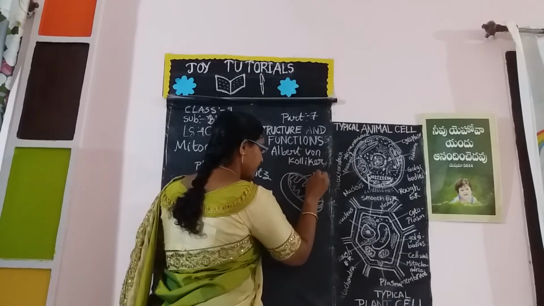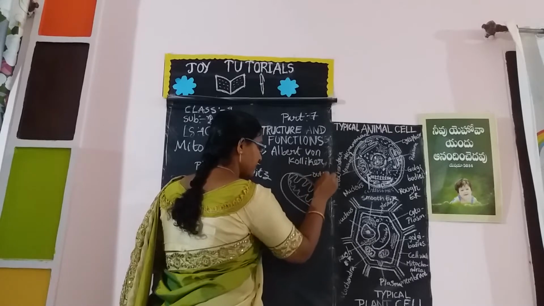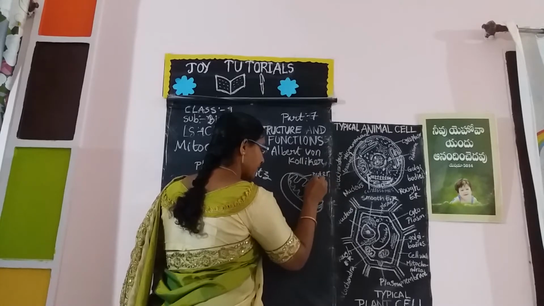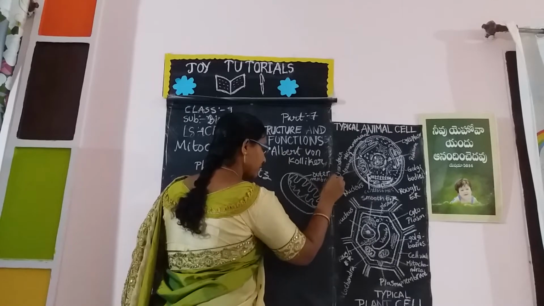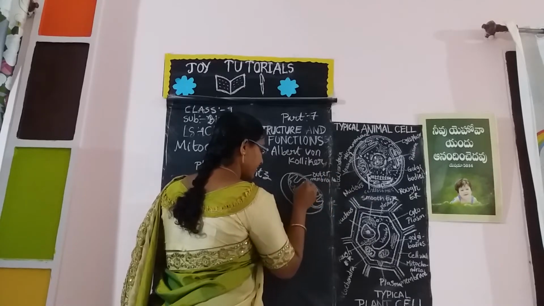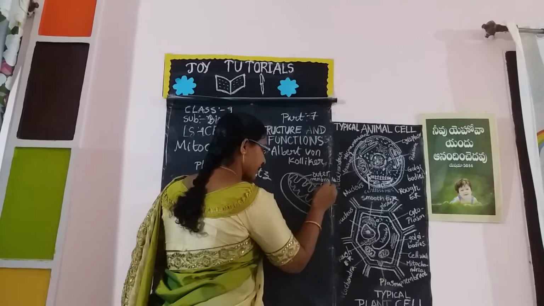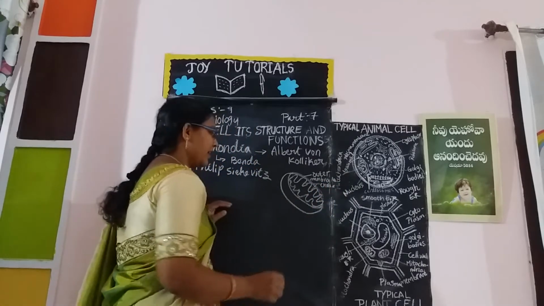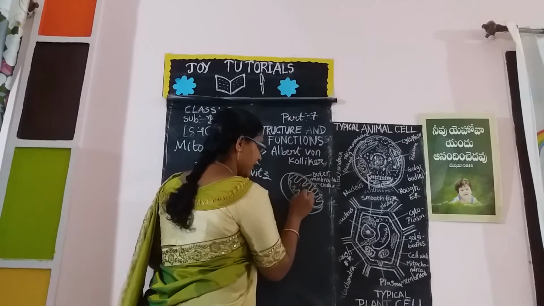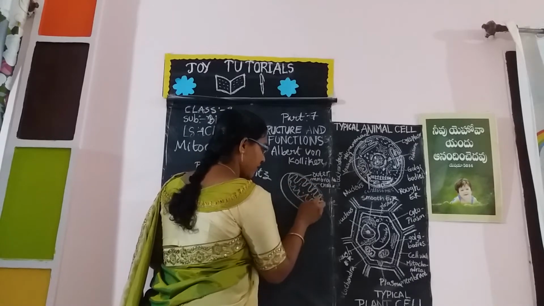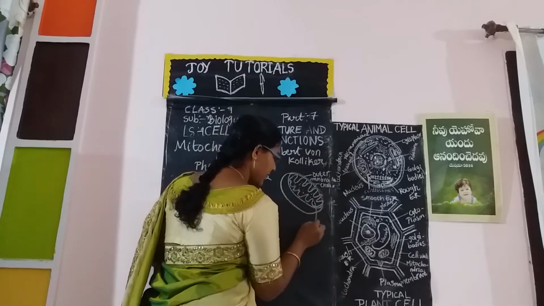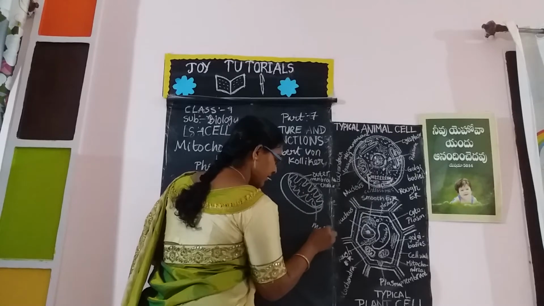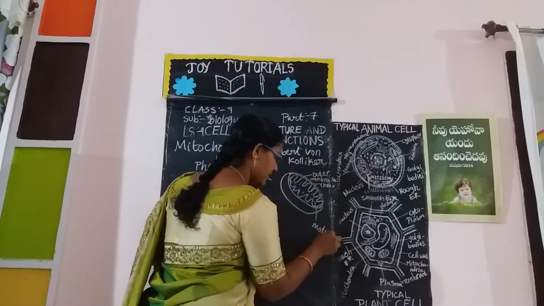Outer membrane. Inner membrane. These foldings are cristae. Okay, here they increase the inner surface area. These are called matrix. The matrix is a fluid filled space.